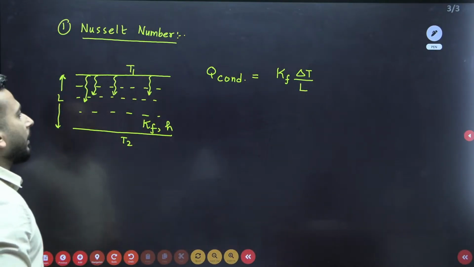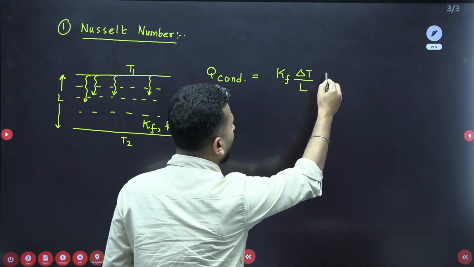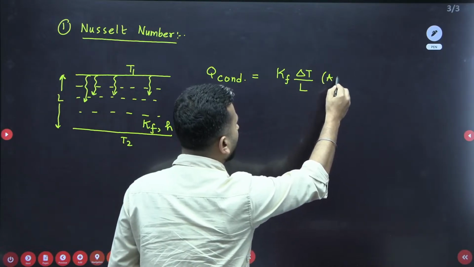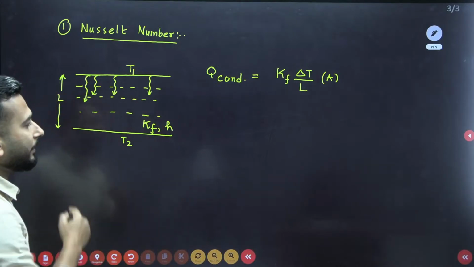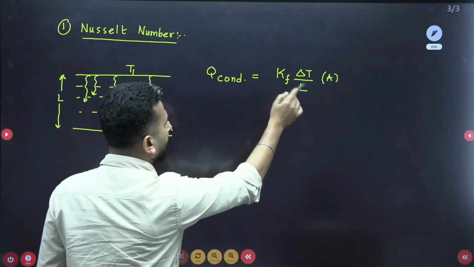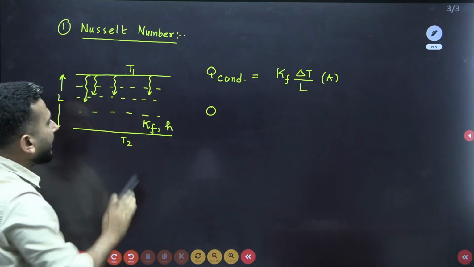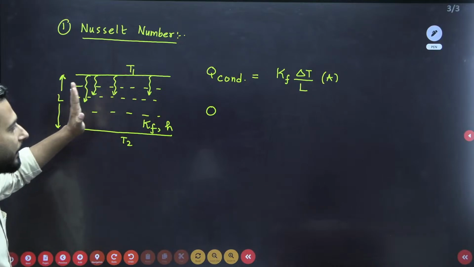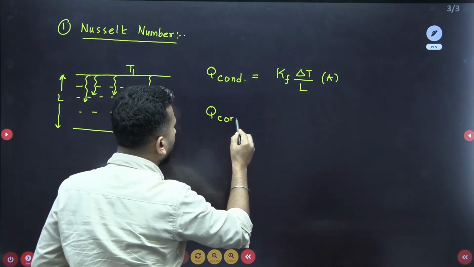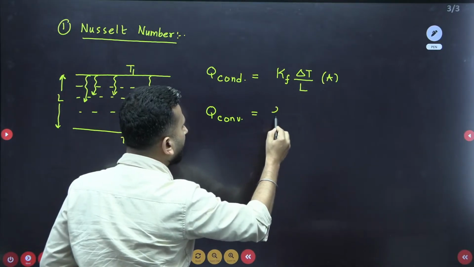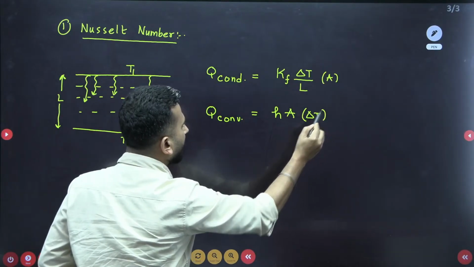Okay. Now you can, if you want, write A for area, but let us say we are talking only about the flux, so anything is fine. Okay, Kf A del T by the thickness. Now I am making some movement in the fluid, it is making a bulk motion, that means convection is taking place. So what is the convection? So convection will be H A del T.